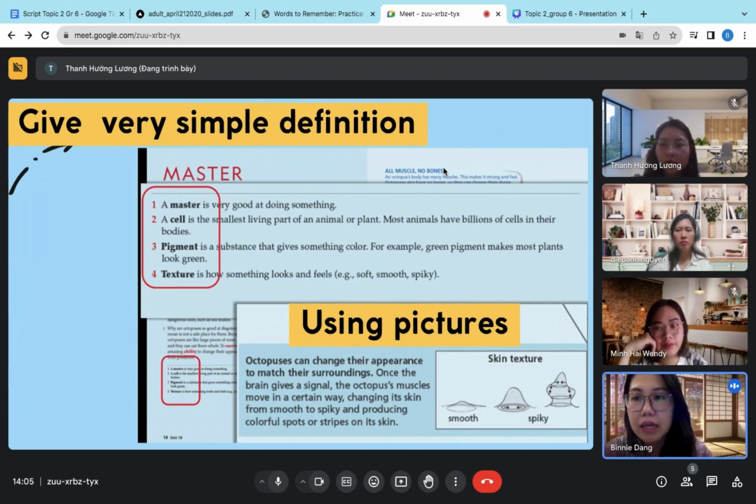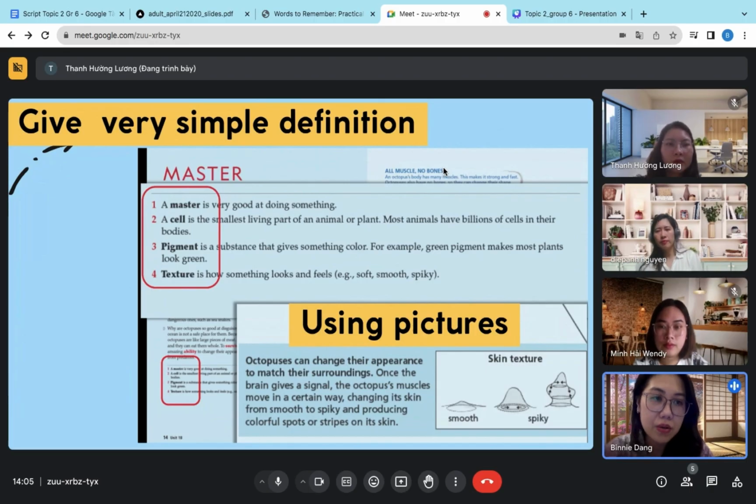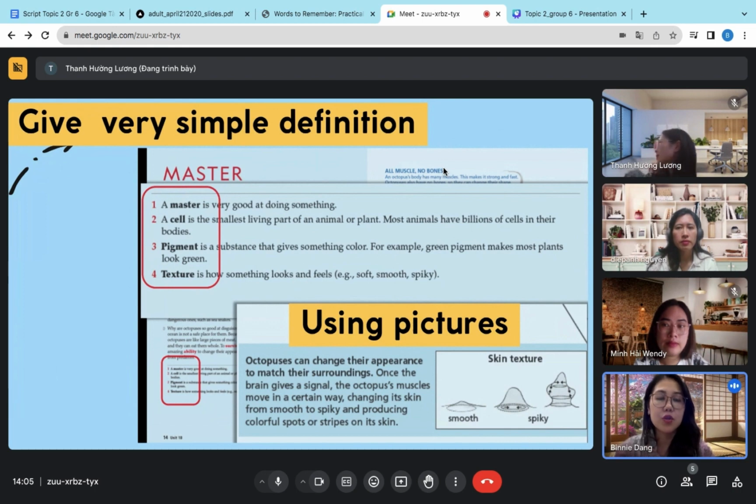And in addition, we can simplify the words by giving visual clues as well, like using pictures or videos to explain the words so that the students can understand. You can see the pictures here about some parts of the octopus, about the skin texture of the octopus, so that the students can imagine easily. So there are some ways for us to teach the words to the students, and we do not have to change the word, but the students still can understand more about the words.